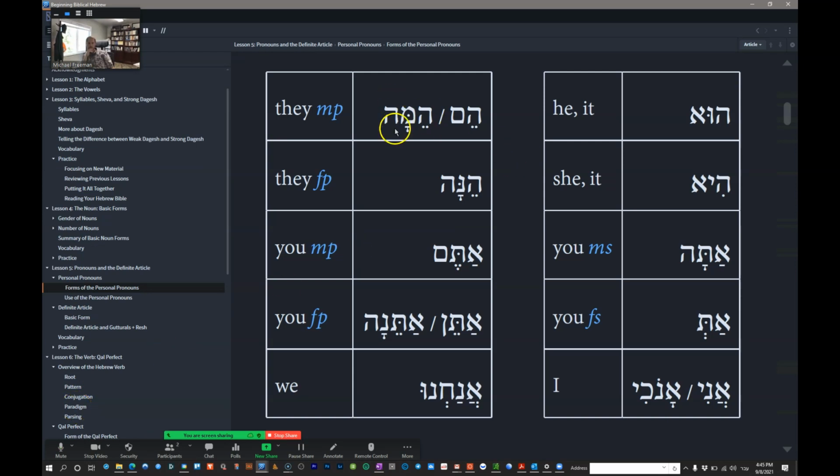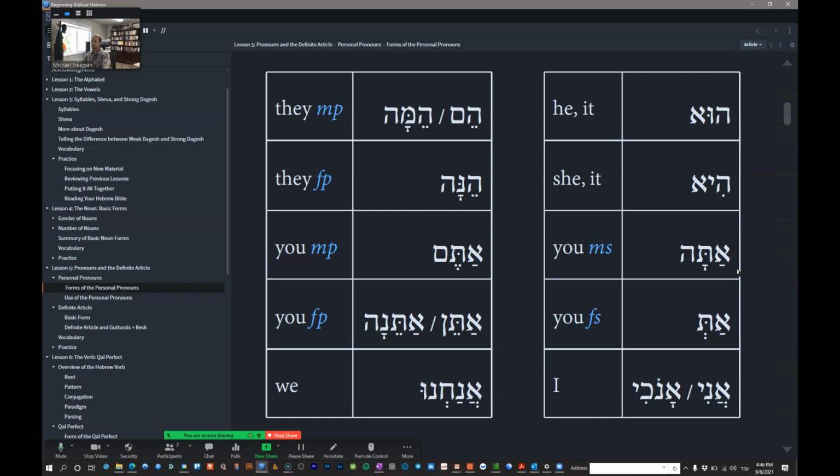But for example, they masculine plural. Let's not do that one. Let's start here with, the best example is going to be you masculine singular and you feminine singular. Ata and at. In order to build, so we've had the verb achal.